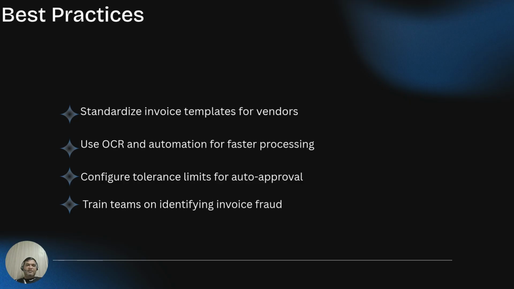Let's talk about some of the best practices that we need to follow. Standardized invoice template for vendors, which means you should always expect a vendor to submit the invoice in a standardized template where the respective information is available without any misses. Second one is use OCR and automation for faster processing. The manual invoice definitely takes longer processing time, and because it is manual, it is prone to errors. So it is advisable to use automation and technologies like OCR, which is a faster and more accurate way of processing invoices.